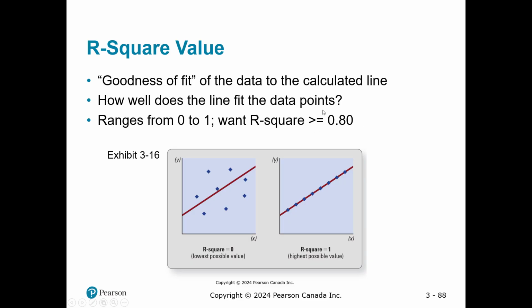And we want the R squared value to be equal to or above 0.8 in order to produce a cost function that's going to be able to do a good prediction of future costs. Keep in mind, if you end up with a scatter plot that's random like this, you probably have the wrong cost driver, and you just need to find a better cost driver.